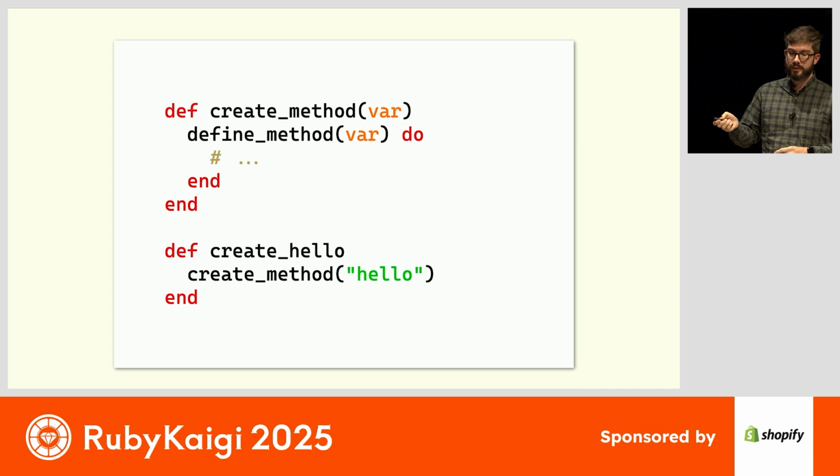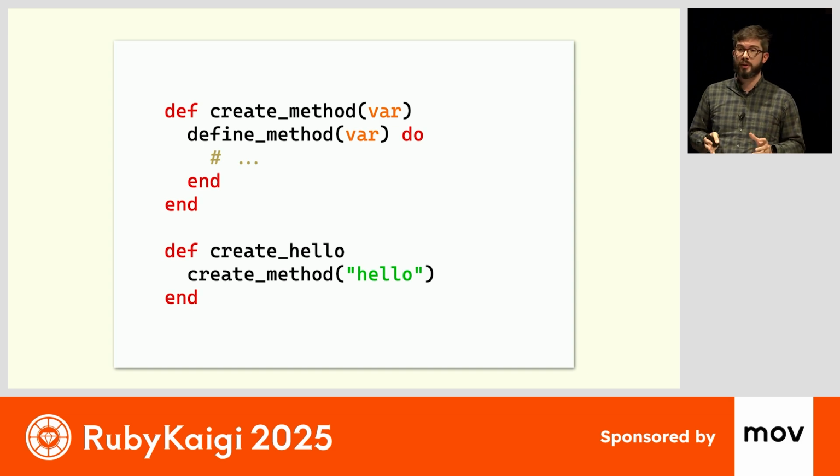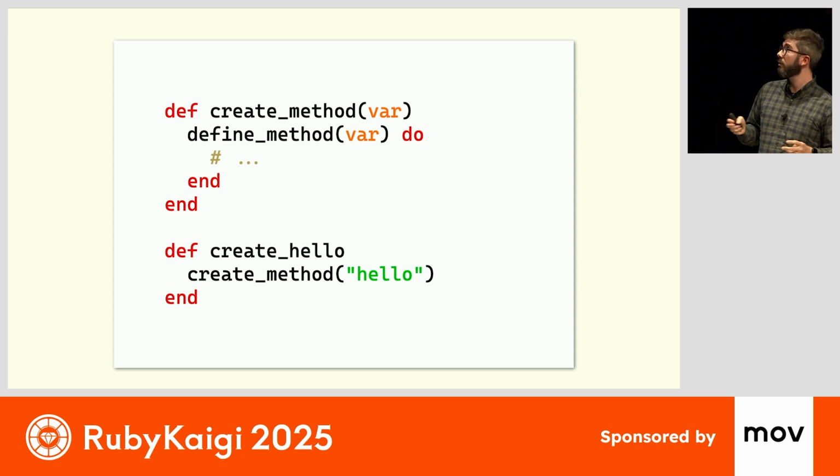So for example, in this case, you could argue that this piece of code can be analyzed statically in its completion. You have create method, which always invokes define method, not conditionally, it's always guaranteed to happen. And we know that the first required parameter is always used as the method name without any modifications. And then in create hello, we know that we're always going to invoke create method with a string literal. So in theory, you have all of the information available here to analyze this piece of code statically. But the cost of doing so may simply not be worth it.